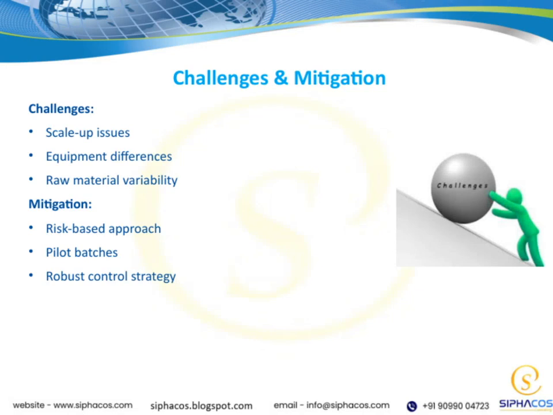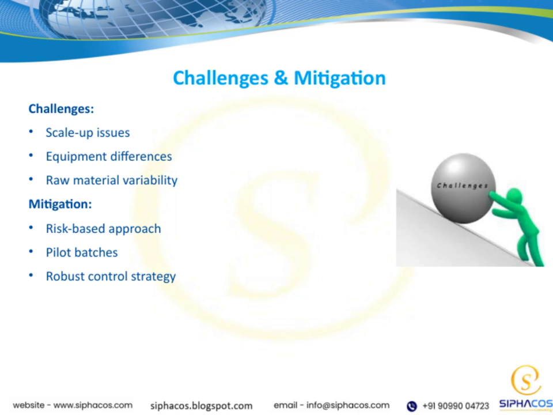Let's talk about some of the challenges we face and how we can address them. First, scale-up issues are quite common when moving from lab to production. It's crucial to understand that processes don't always scale linearly, so we need strategies to manage that transition smoothly. Next, equipment differences can also pose challenges. Different machines may behave slightly differently, which can impact consistency. It's important to recognize these differences early and plan accordingly.